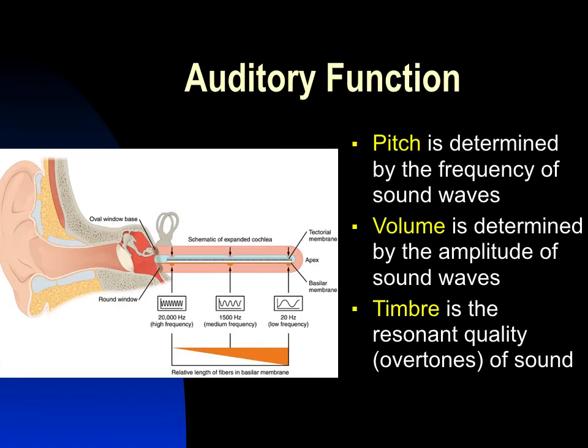Okay, we hear sounds by which hair cells are vibrated most vigorously. And so this cochlea is a coiled duct, and sounds that vibrate just the bottom of the duct are heard as high frequency sounds, high pitched. If they vibrate the farthest part of the duct, that will be low frequency and so low pitch. Volume is determined by the amplitude of the sound waves, and then timbre is the resonant quality or overtone. So it'll be other kind of secondary vibrations that occur.